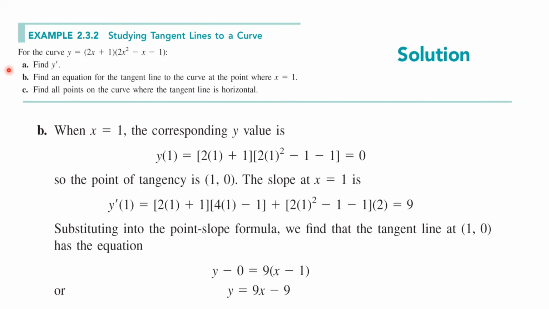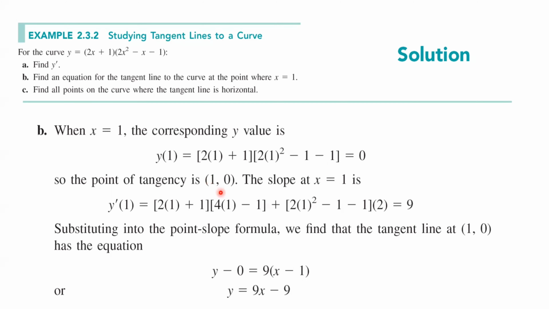For this part, we're going to find the equation of the line tangent to the curve at the point on which x is equal to 1. So here, as presented, we need to first find the point of tangency. So since we have x equals 1, we plug in this value into the given equation. And this results to having 0. And from part A, evaluating y prime at x equals 1, you are going to get 9. This means 9 is the slope of the line tangent to the curve at the point 1, 0.